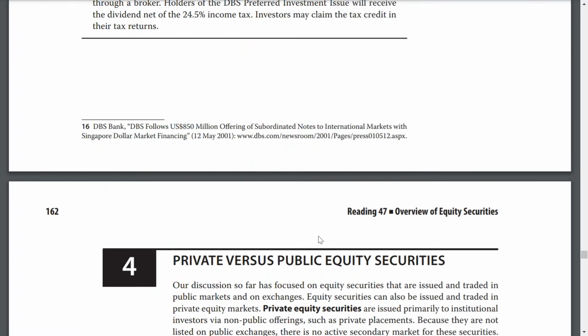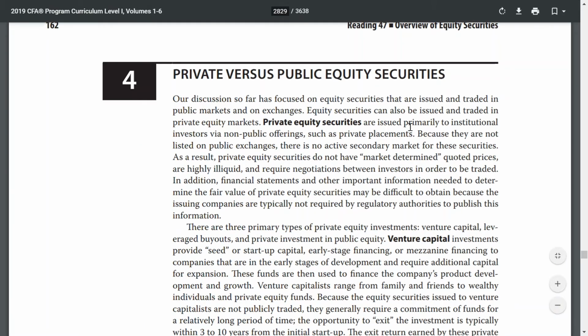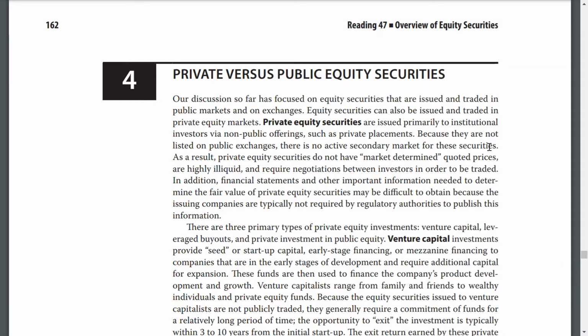Private versus public equity securities. Our discussion has focused on equity securities that are issued and traded in public markets and on exchanges. Equity securities can also be issued and traded in private equity markets. Private equity securities are issued primarily to institutional investors through non-public offerings, such as private placements.